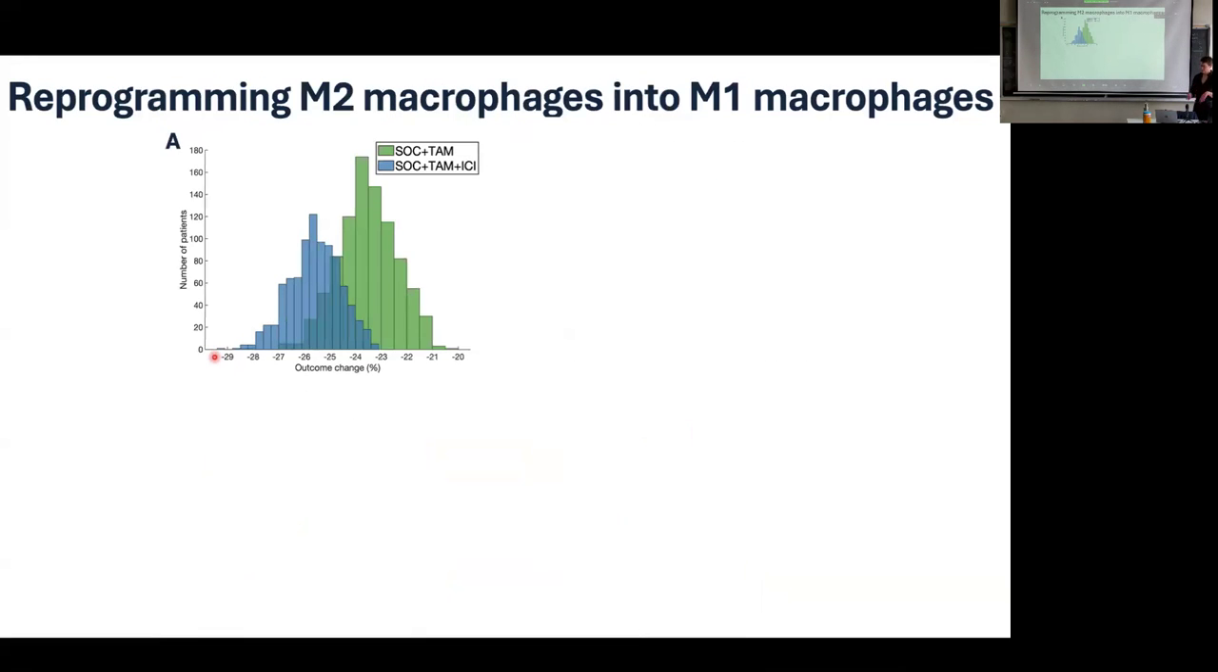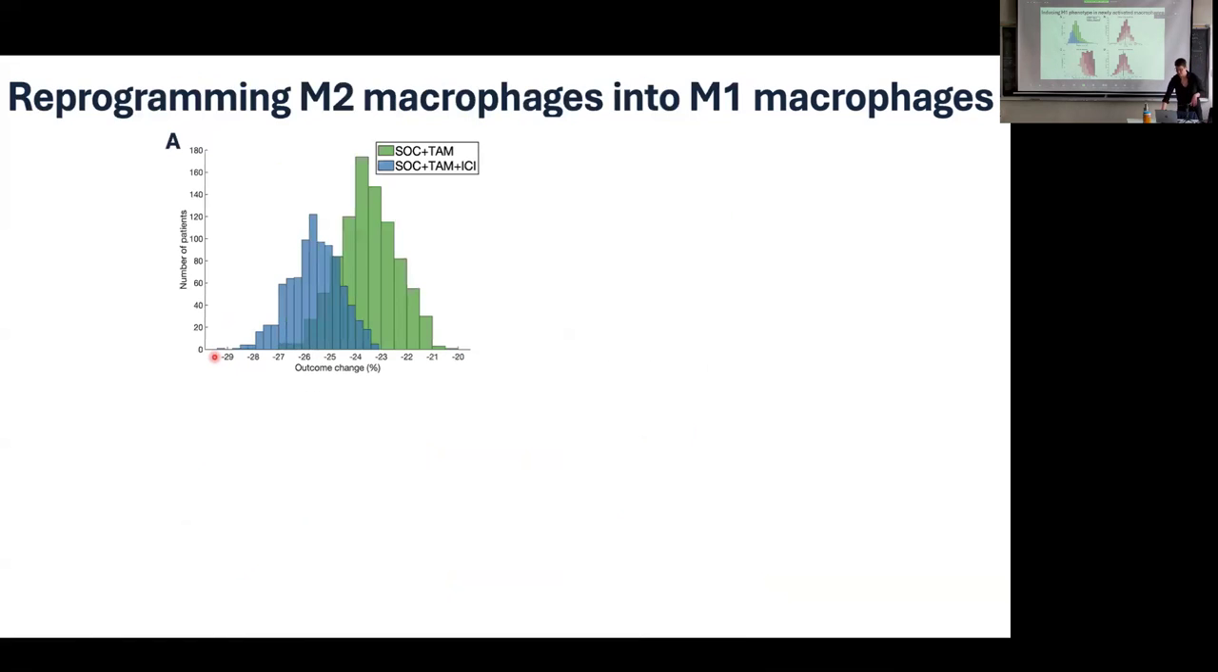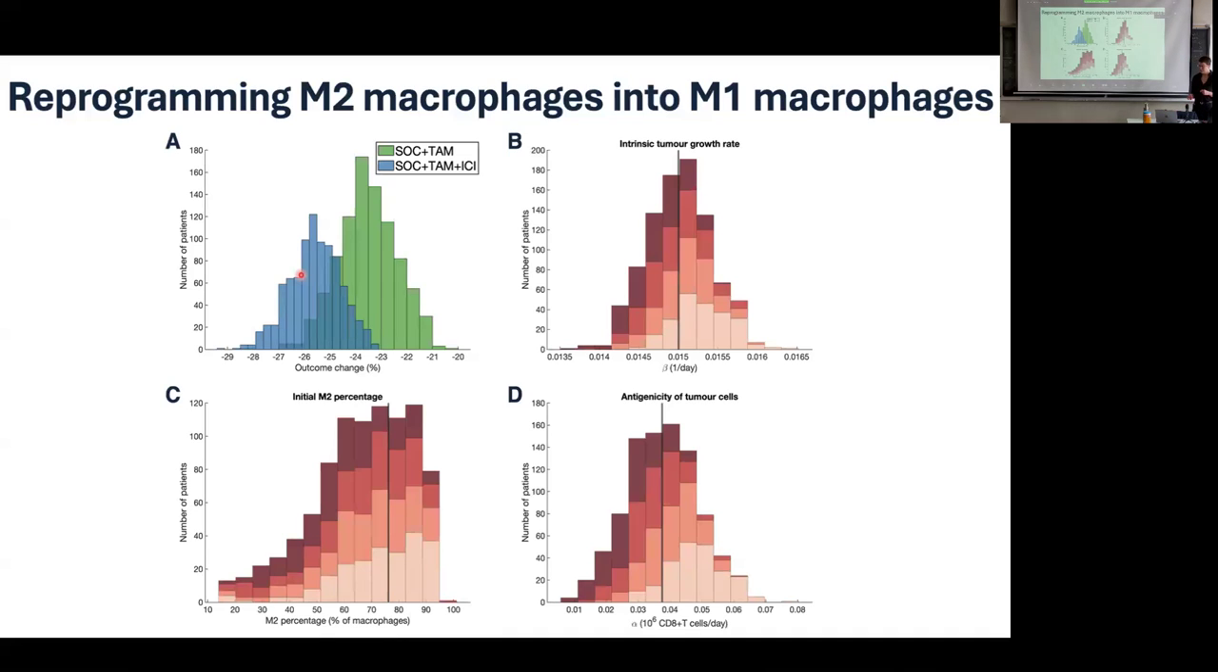Sorry, I misspoke. This is just inducing in just the newly formed macrophages, they mostly go M1 instead of repolarization. If you then repolarize, you get a bigger benefit than before. Now we're past 20%, we're into the 30%. We still have a little bit more effect if we add an immune checkpoint inhibitor. And this again seems to be driven by the initial M2 percentage, which makes sense, but also the antigenicity of the tumor cells. We do statistical tests on these distributions to look for differences. This turns out to be significant.